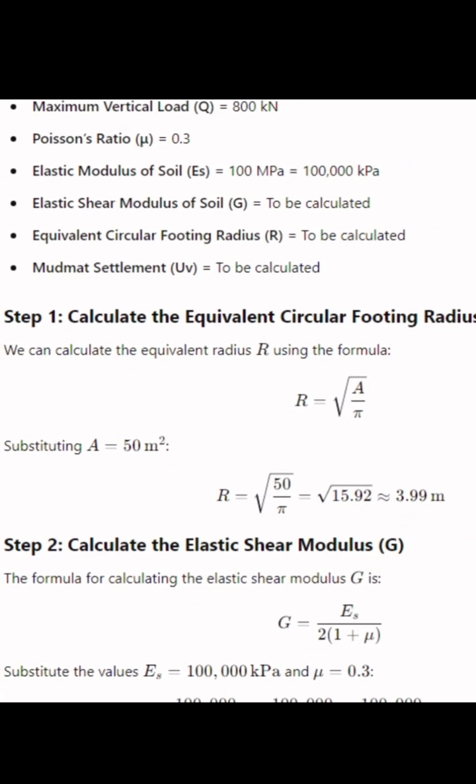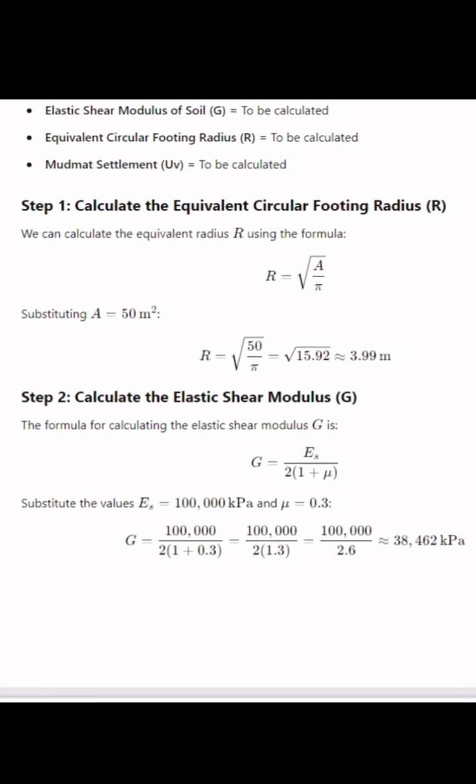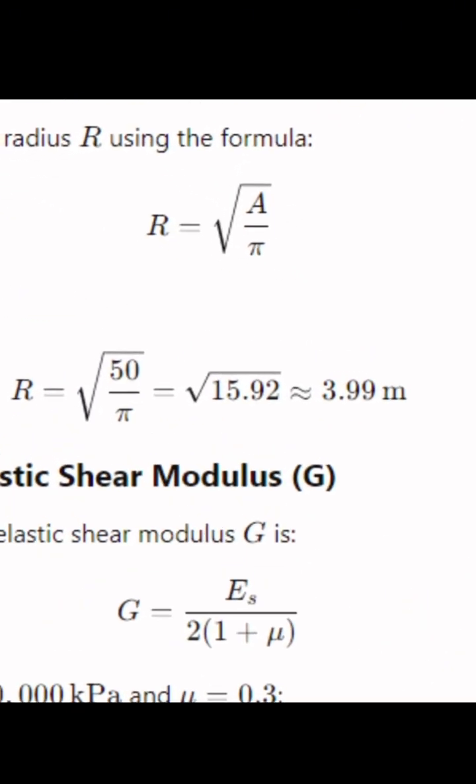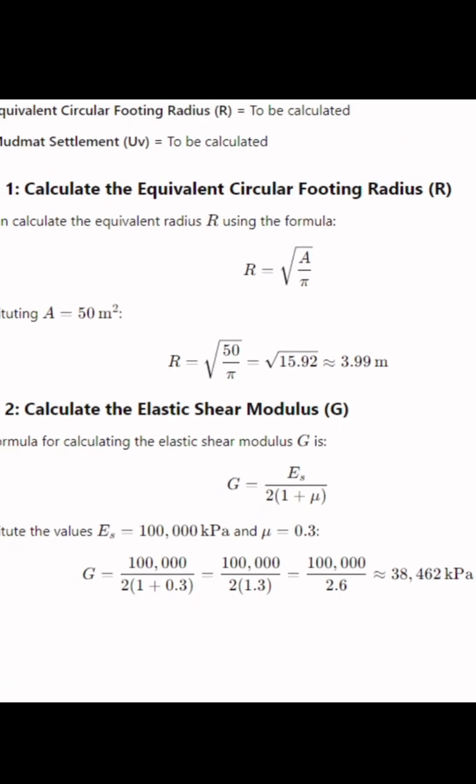Poisson ratio 0.3. Elastic modulus of soil and shear modulus of soil we need to calculate, and the equivalent circular footing radius to be calculated, Mudmat settlement also to be calculated. First step is calculate the equivalent circular footing radius. From the A of Mudmat we can calculate the equivalent radius using the formula R equal to square root of A by pi.